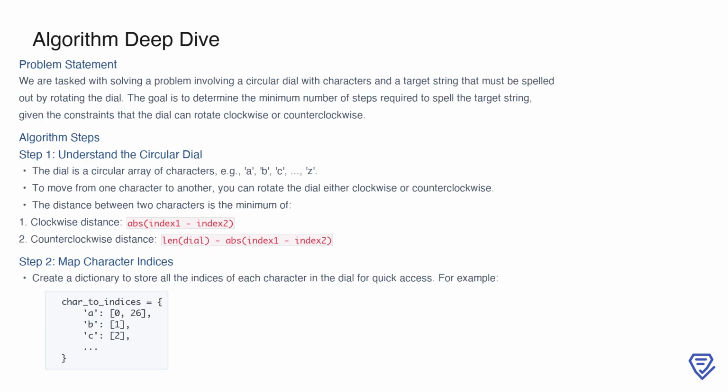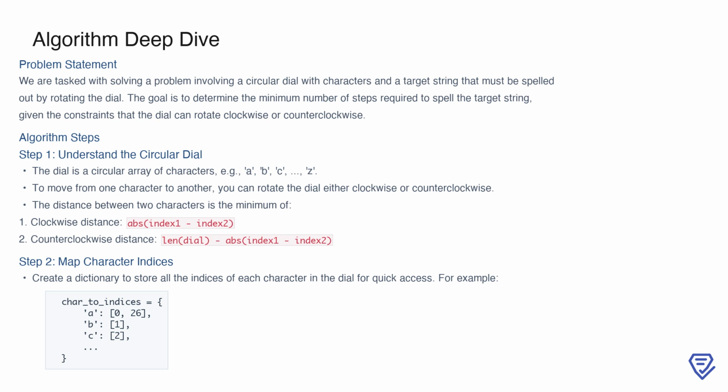To solve this problem, we need to understand the mechanics of the circular dial and how we can spell out the target string with minimal steps. The dial is represented as a circular array of characters, such as A, B, C, Z. To move from one character to another, we can rotate the dial either clockwise or counterclockwise. This introduces the concept of distance, which is the minimum number of steps required to move between two positions on the dial. The clockwise distance is the absolute difference between their indices, while the counterclockwise distance is the total length of the dial minus the clockwise distance.